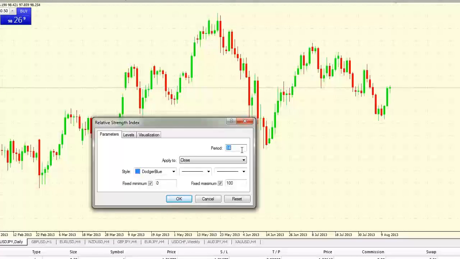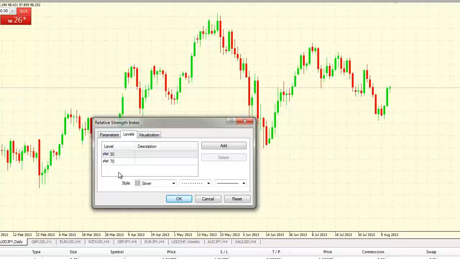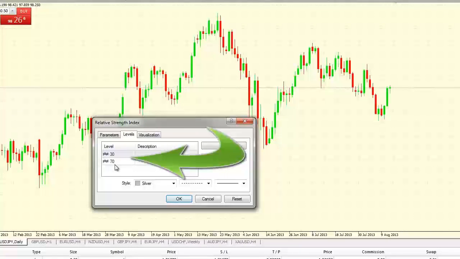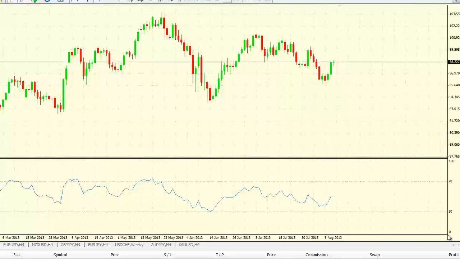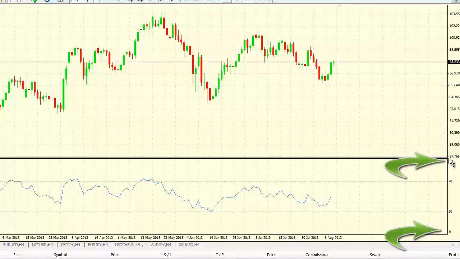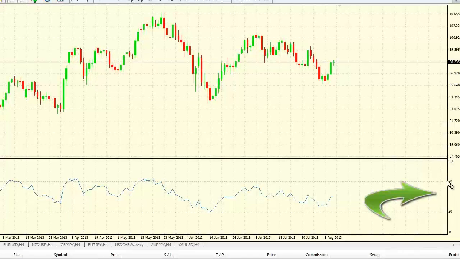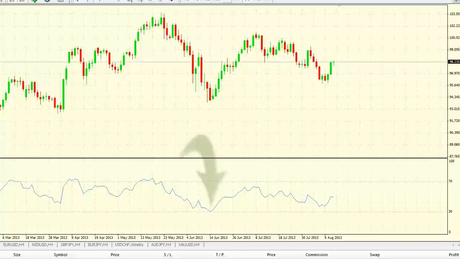What this means is that this indicator will be using the data of the past 14 periods in the calculations. The levels set between the 0 and 100 levels are 30 and 70. Having selected these parameters, we click OK. As you can see, 0 is the fixed minimum and 100 is the fixed maximum. Between 0 and 100, we have 30 and 70 as the fixed levels. The blue line is the value of the RSI as computed.